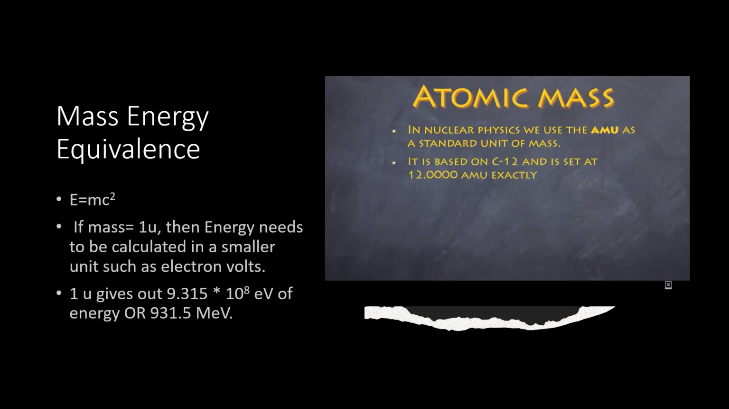Carbon-12 is made up of 6 protons and 6 neutrons, and its atomic mass is set to exactly 12 AMU. Since the mass of carbon-12 is 1.99 by 10 to the power of negative 26 kilograms, we now have an atomic mass unit where 1 U is equivalent to 1.6605 by 10 to the power of negative 27 kilograms. We're going to use numbers that are a little bit more friendly to us.